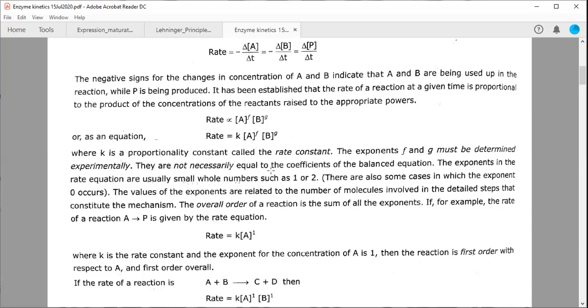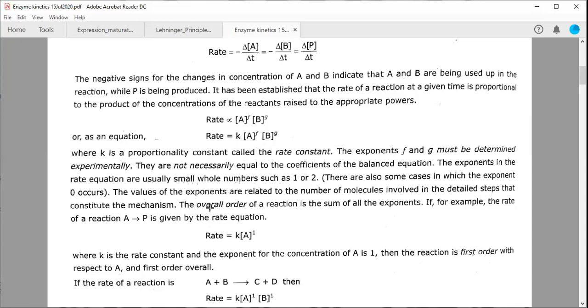So they are not necessarily equal to the coefficients of the balanced equation. The exponents in the rate equation are usually small whole numbers, for example 1, 2 or 3. In some cases it is also possible that the value is equal to 0. The values of the exponents are related to the number of molecules involved in the detailed step that constitutes the mechanism of the reaction.